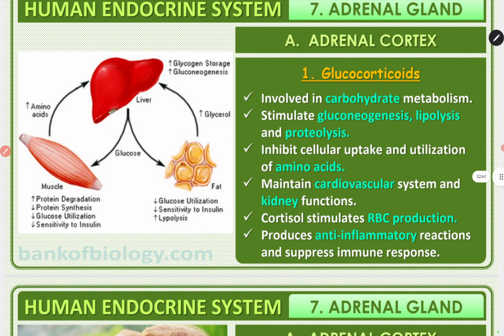First of all, glucocorticoid. What is its function? It is involved in carbohydrate metabolism. It stimulates gluconeogenesis, lipolysis, and proteolysis. It inhibits cellular uptake and utilization of amino acids, and maintains the cardiovascular system and kidney functions. Cortisol stimulates red blood cell production. It produces anti-inflammatory reactions and suppresses the immune response. As you can see, these are the functions of glucocorticoids.